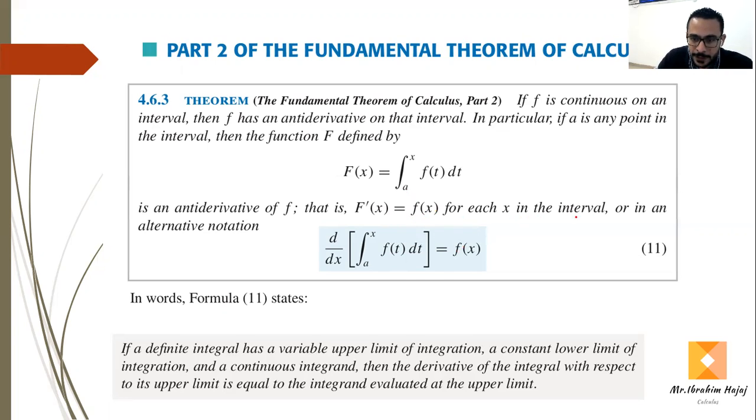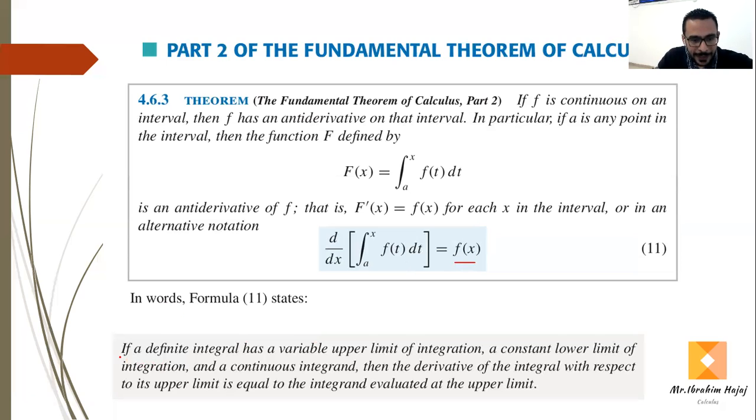For each x in the interval, x must be in the interval, and the function must be continuous on the same interval and non-negative, or in an alternative notation, d over dx of the antiderivative from a to x of f(t) dt equals f of x. And the book gives you just that.